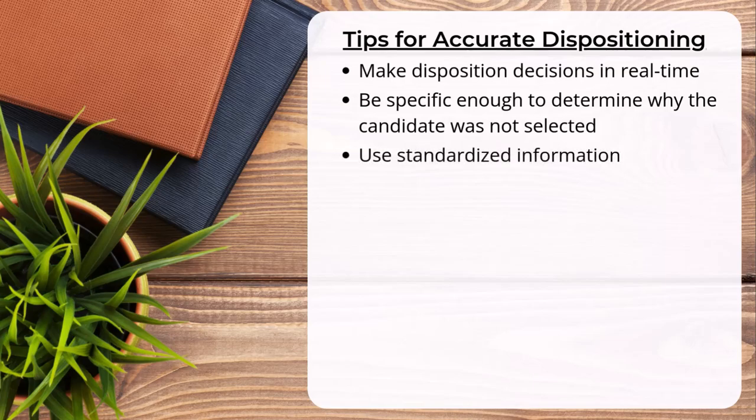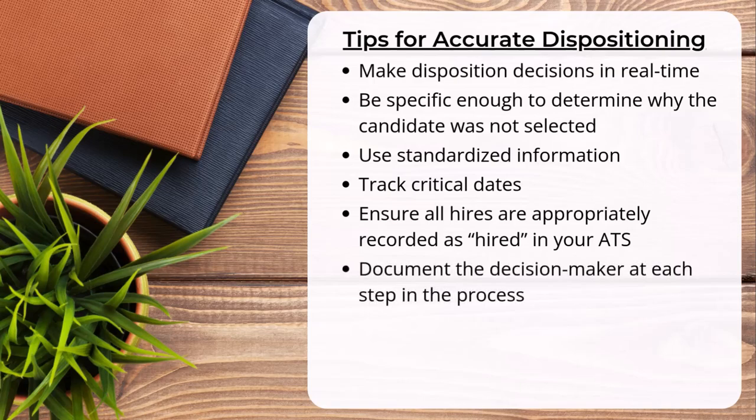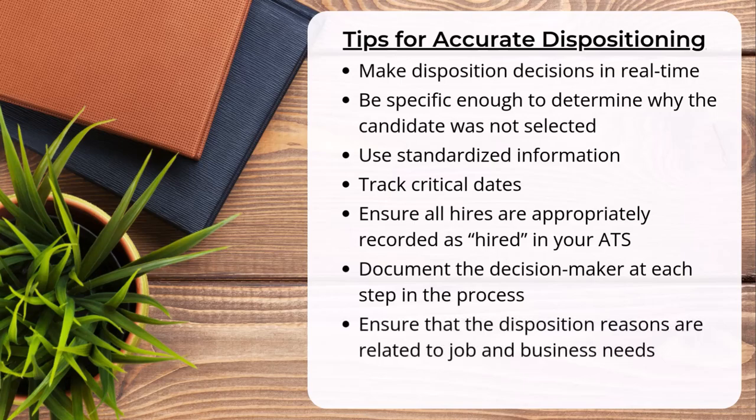Use standardized information, such as consistent job titles and requisition numbers, across your ATS and HRIS. Track critical dates, including the application date, interview dates, and requisition close date. Ensure all hires are appropriately recorded as hired in your ATS. If a hire falls through, update the record to reflect the change. Document the decision maker at each step in the process to ensure accountability. Ensure that the disposition reasons are related to job and business needs. Perhaps most importantly, do not be discriminatory or subjective.